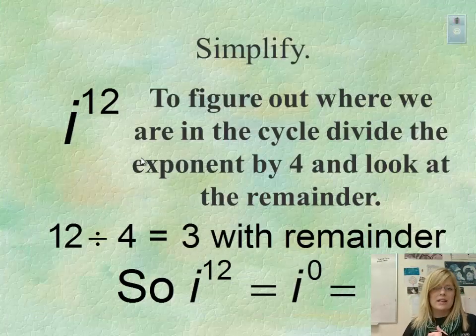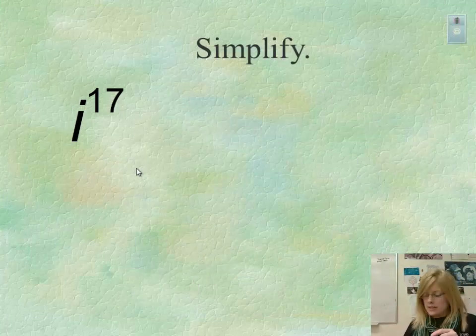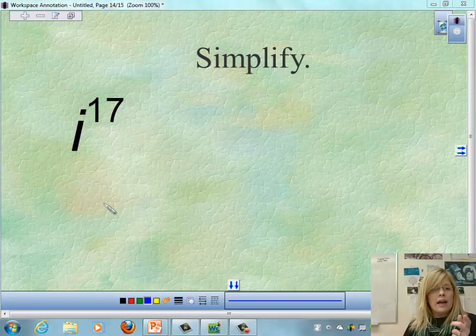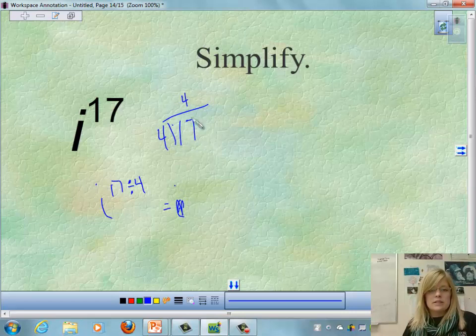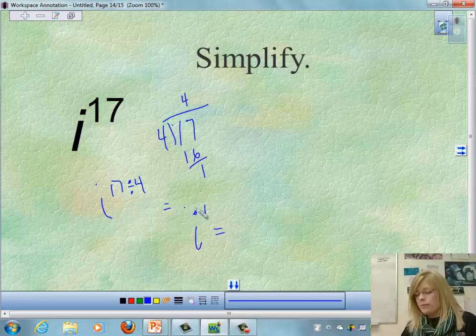Alright, let's try this again because I confused you. What if it was i to the 17th? Well, i to the 17th power, I want you to divide that by 4. How many times does 4 go into 17? It goes in there 4 times, 4 times 4 is 16, right, with a remainder of 1. So really we're looking at what is i with the remainder of 1. Look back to your notes if you don't remember, and it's just i. Anything to the first power is just itself.